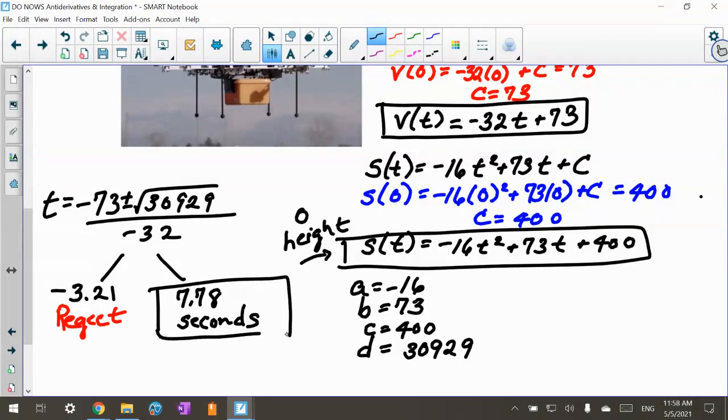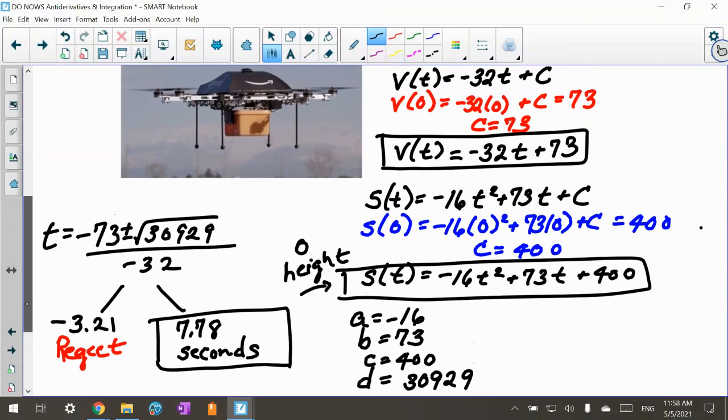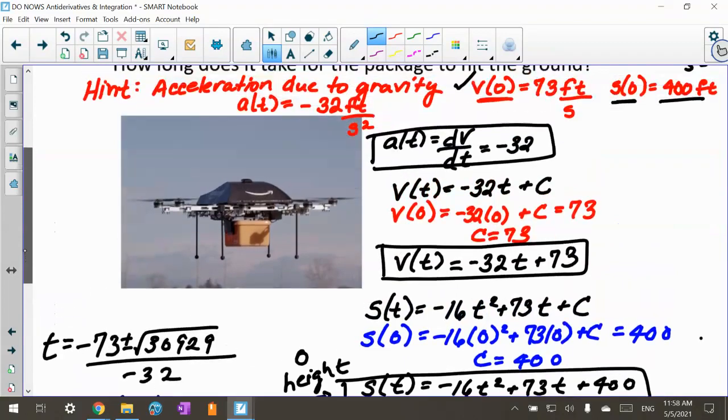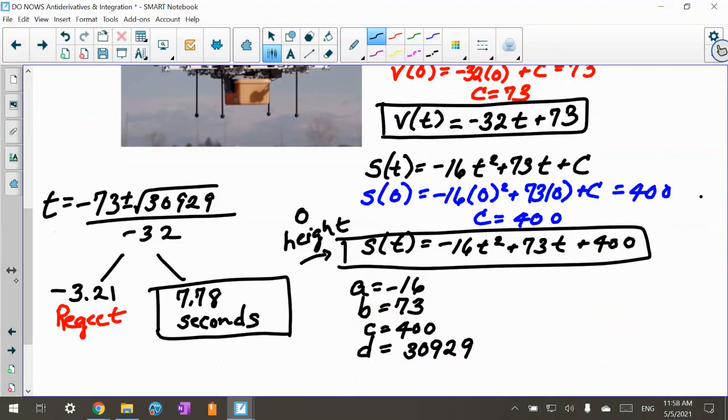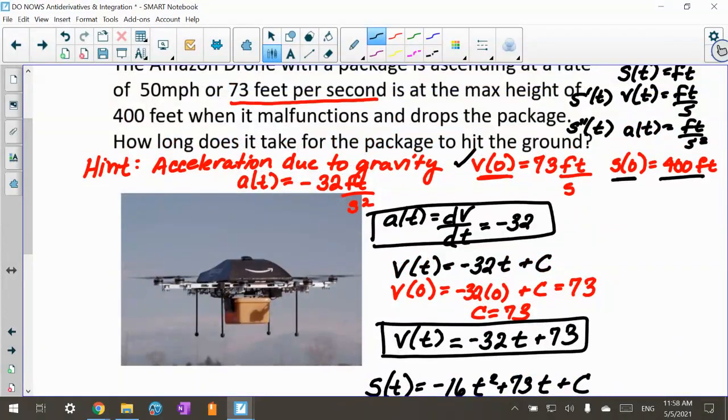Now I know it took us more than 7.78 seconds to do this problem, but it's kind of cool, and I just wanted to show you that you can figure that out just by knowing acceleration due to gravity and a couple other data points, looking at our velocity, that it's rising, and how high it was before it dropped the package.